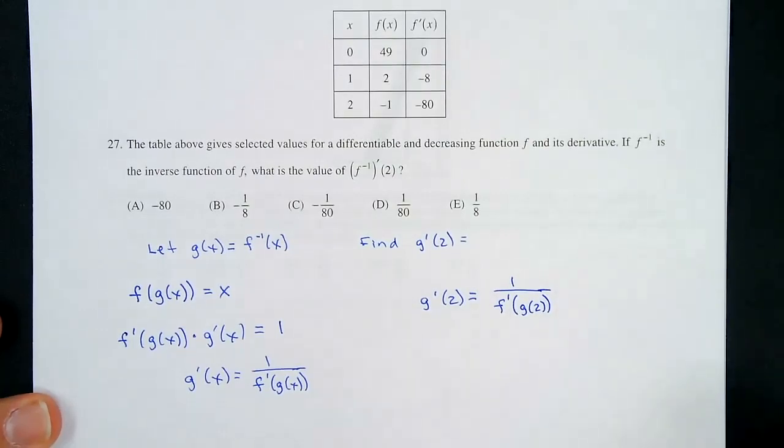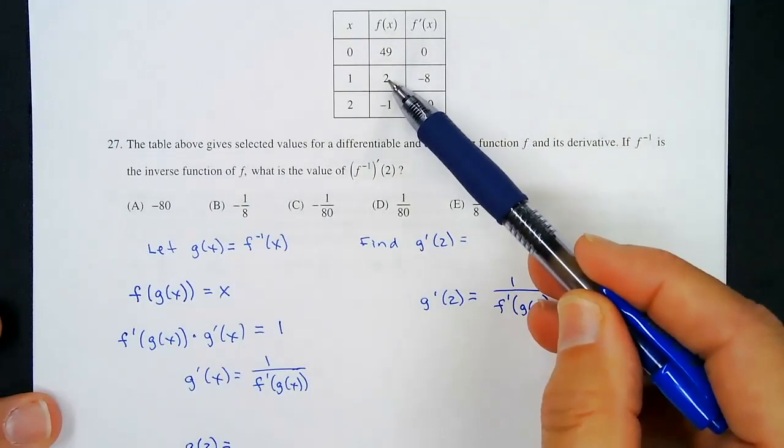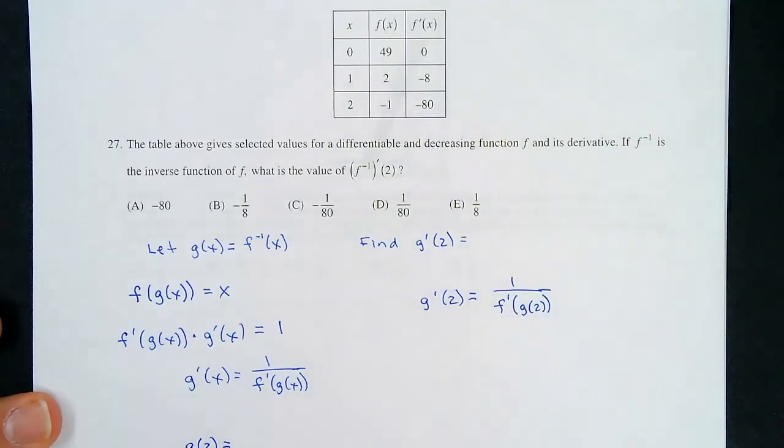Okay, so what is g of 2? We've got to find that. So g of 2 equals whatever we put into f to get 2 out. Remember, because they're inverse functions. So for f, we're looking for an output of 2, and it's right here. So we know that f of 1 is equal to 2, which means g of 2 is equal to 1.